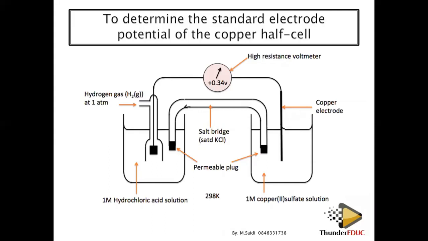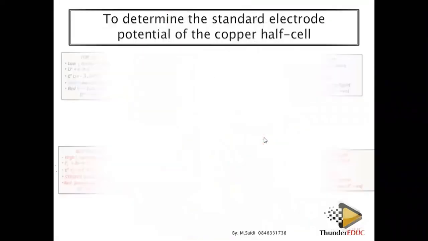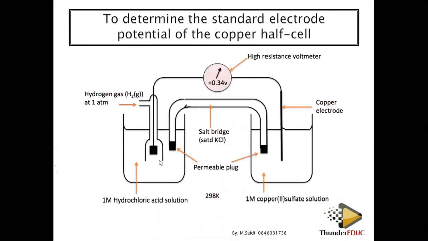Now, how do I identify that this is the cathode, this is the anode? This is what you are supposed to do. Hydrogen and the copper. Hydrogen is more reactive than copper. So what does it mean? Hydrogen must be at the anode. Copper must be at the cathode. I go back. I have to find out. So we say that hydrogen is more reactive than copper. So this one becomes my cathode.